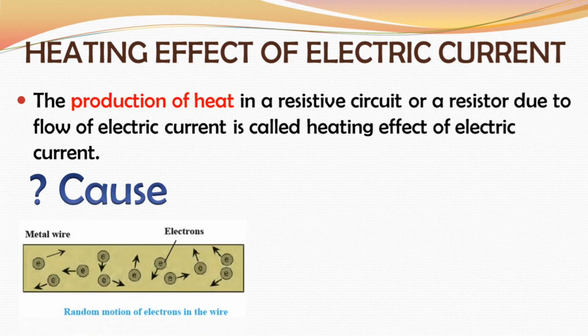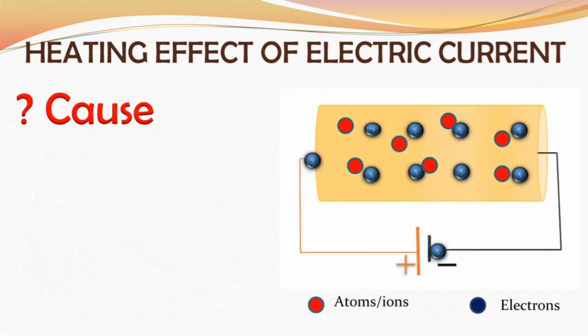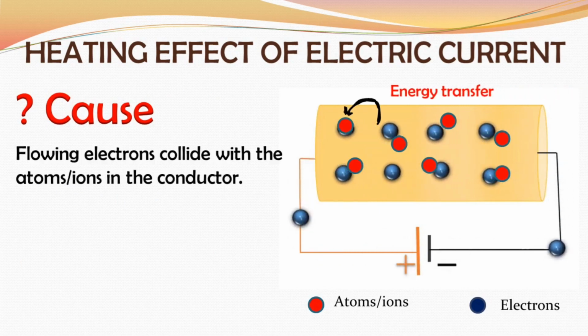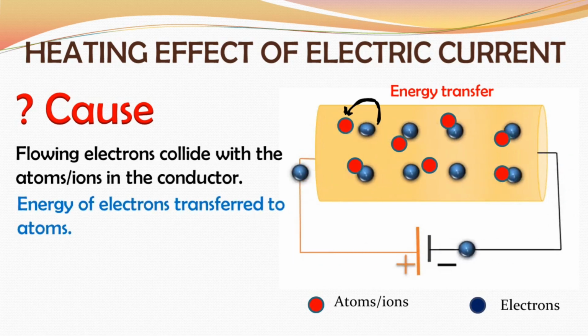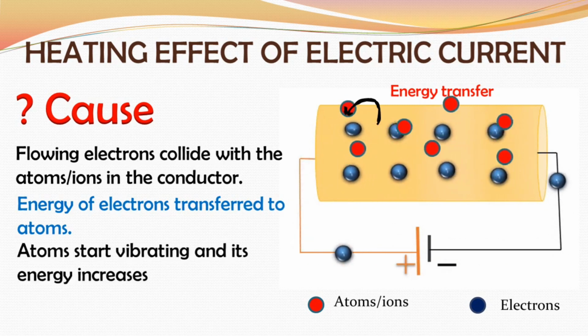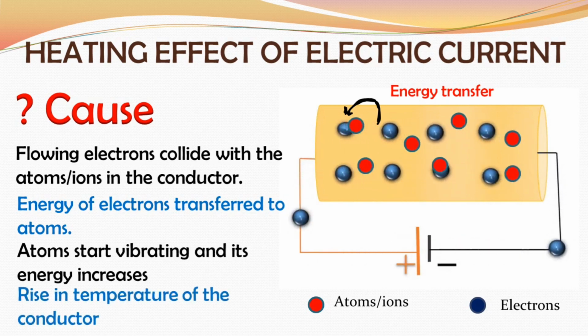We know that in a metallic wire, there is a random motion of electrons in the wire. When a potential difference is applied across the ends of the conductor, the electrons start to flow or get accelerated from the negative terminal to the positive terminal of the battery. During this course of motion, the electrons constantly collide with each other or with the atoms or ions of the conductor. We have learned that objects in motion possess kinetic energy. So, a part of the kinetic energy of the electrons is transferred to the atoms and the atoms start vibrating, which increases their energy. As a result, the temperature of the conductor rises.